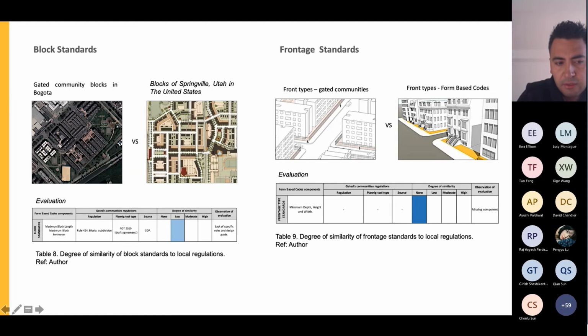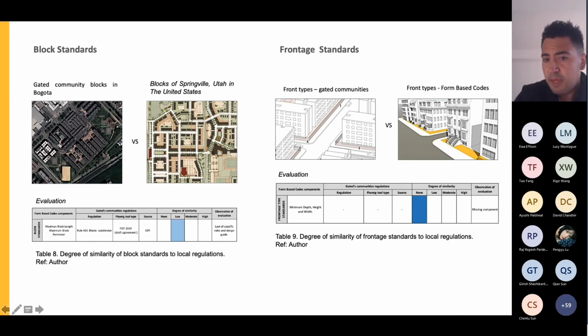The other example is the frontage standards. Here I compare the frontage and streetscape, basically how the building relates to the street. Surprisingly, I can see that for gated communities, there is nothing about frontage standards. There is nothing that can regulate the production of this design. But definitely in form-based code, we have some experiences, some code regulation that seeks to produce a better ground floor relationship.